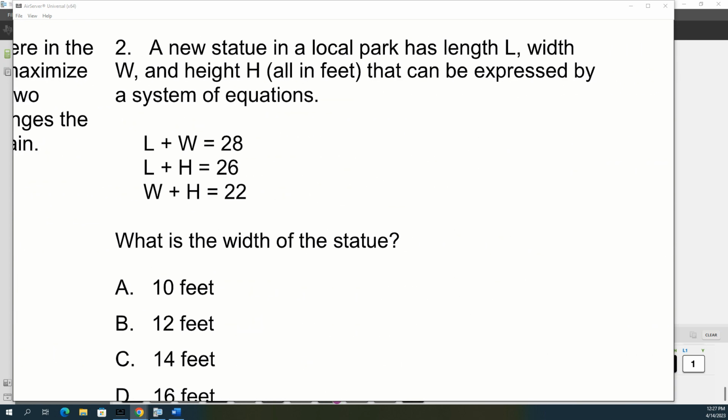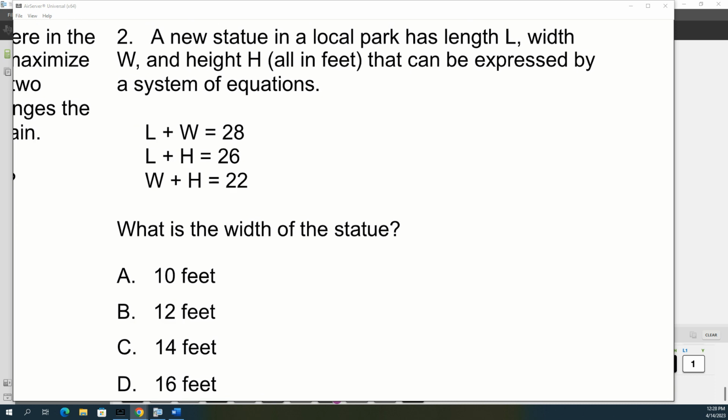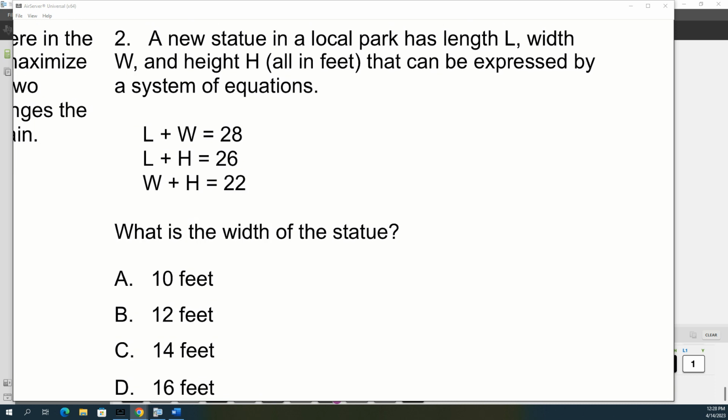Okay, number 2, we go over to the side, which is different than we normally do on these sheets. And this is actually a calculator question, but it's set up in a way that it's hard to recognize. So a new statue in a local park has length L, width W, and height H, all in feet, and expressed by this system of equations.